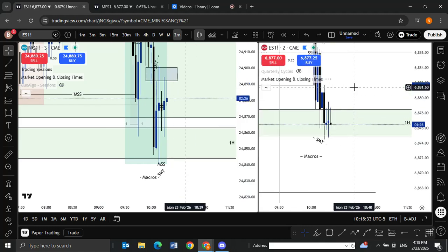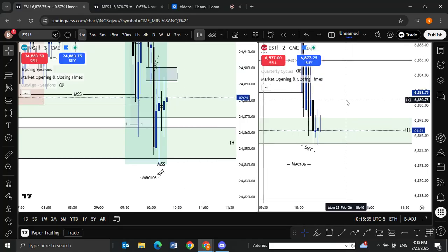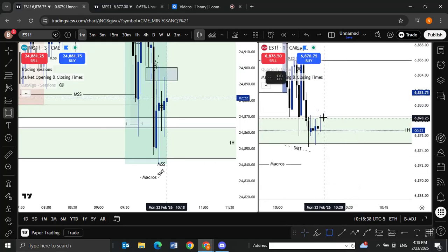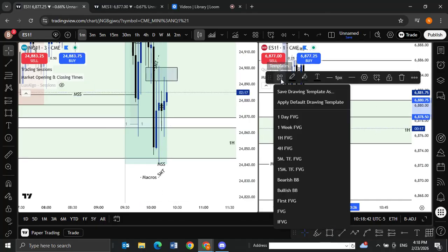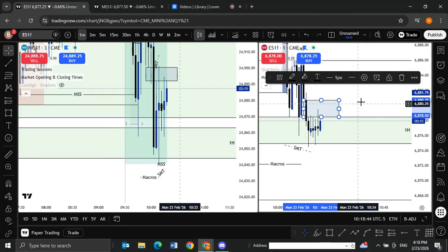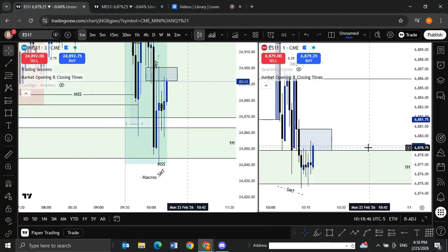No, not yet, not yet. On Nasdaq, well, yes, I can see this gap. Macros failed on YES, but not on Nasdaq.